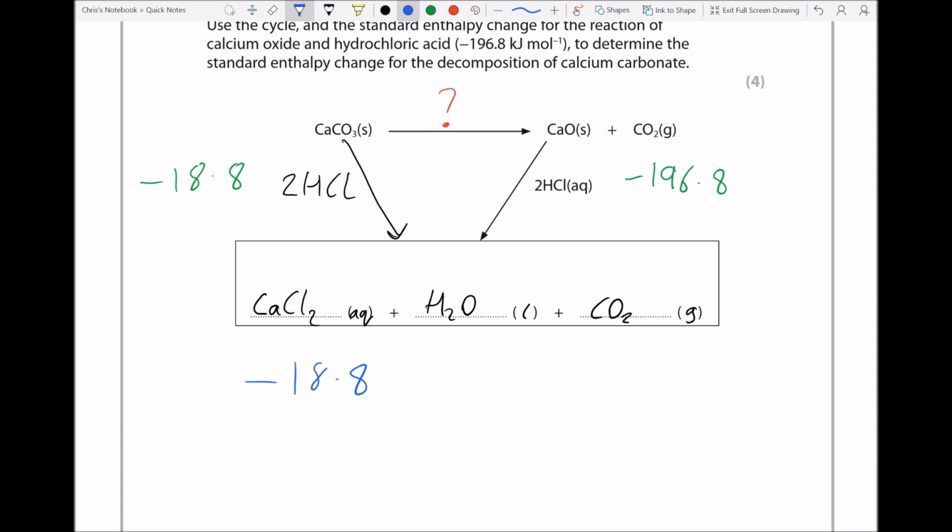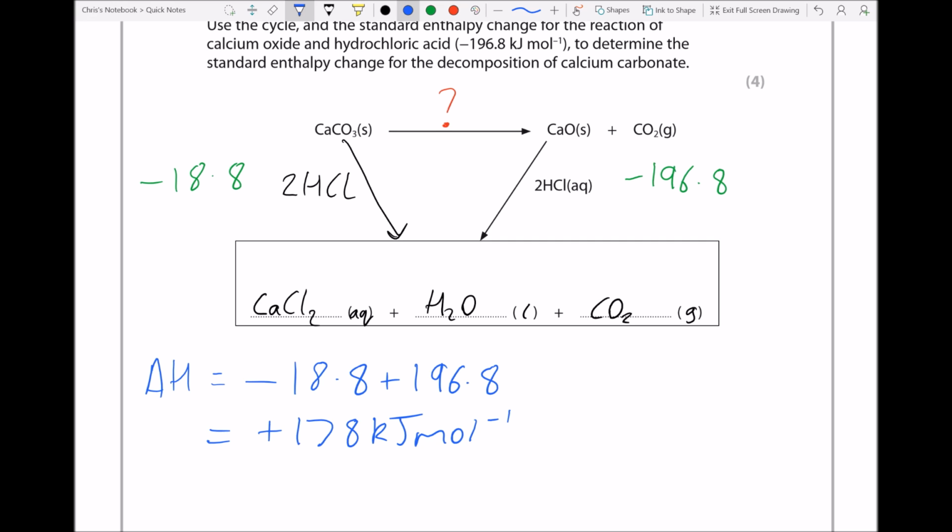Okay, let's just draw that 8 again. So 18.8, and then we're going against the arrow here. So we keep the number the same. Number doesn't change, but the sign does. So we're going to put plus 196.8. Okay, and then obviously this is the delta H bit, and then if we put that into our calculator, we should get a value of plus 178 kilojoules per mole.